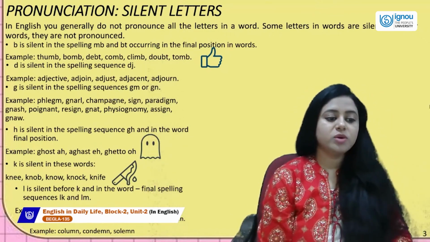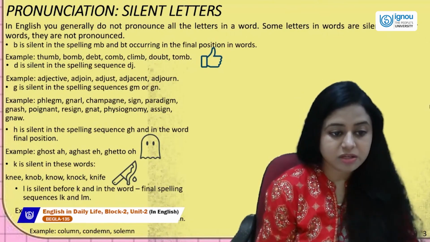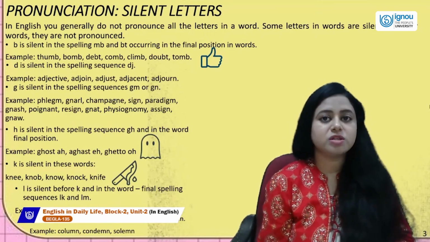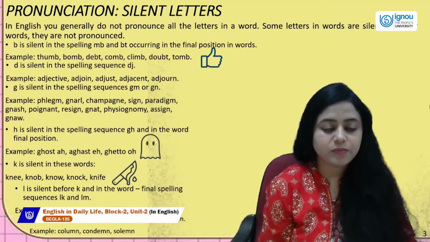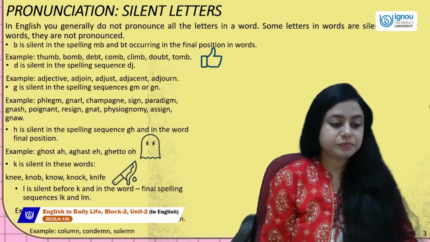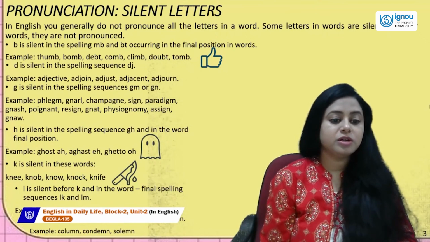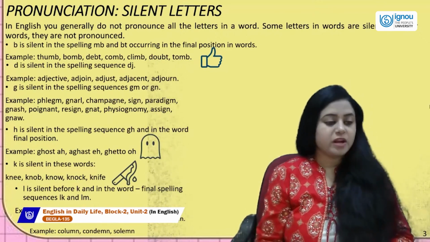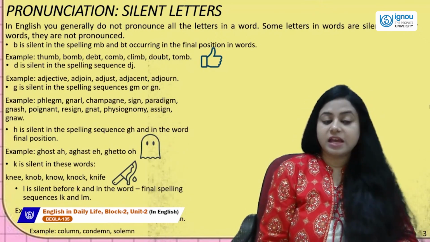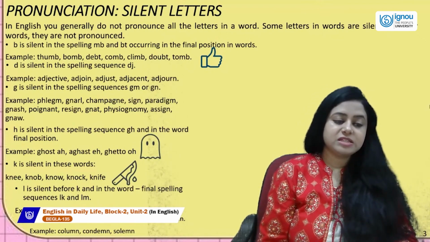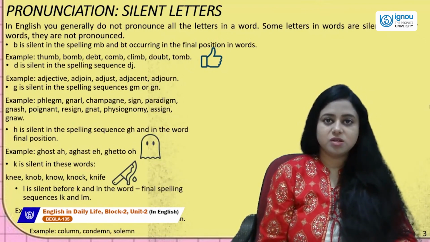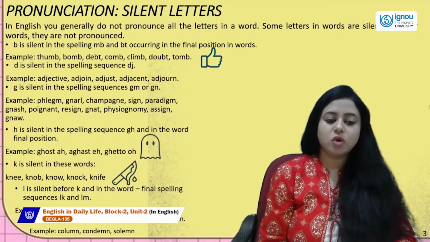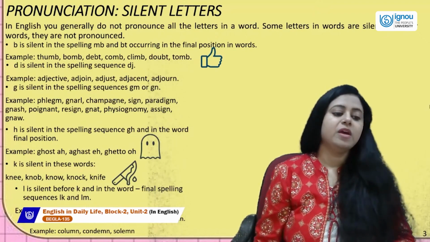Now next we are going to look at H being silent. A lot of people say ghost with an H sound, but H is silent here, ghost. Then you say aghast or ghetto. You don't pronounce the H in ghetto. Now H is silent in these spelling sequences. K is silent in the following. In the next sequence, we'll see that K is silent. So knee, you don't say the K, you say knee. K is silent. And then you have knob, you have knock, you have knife, right?